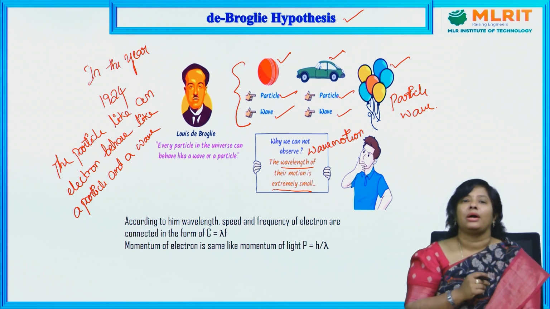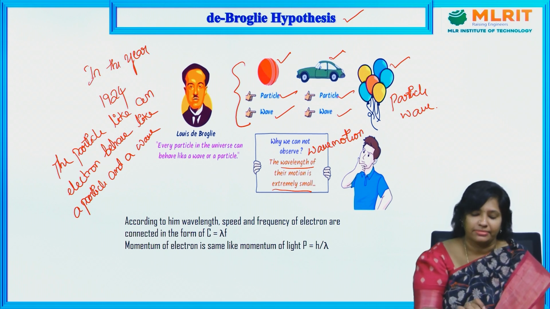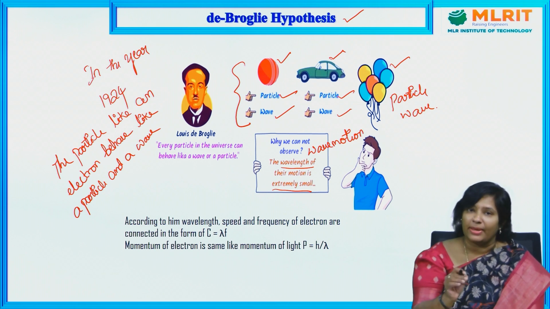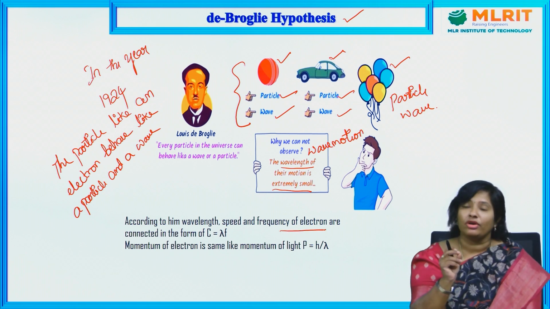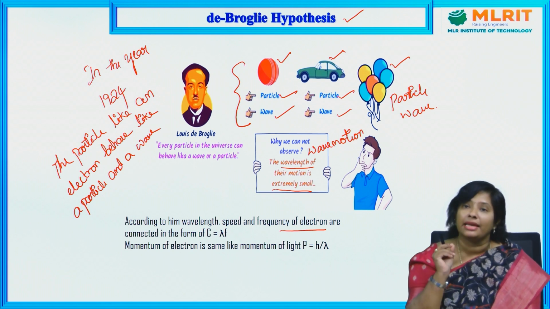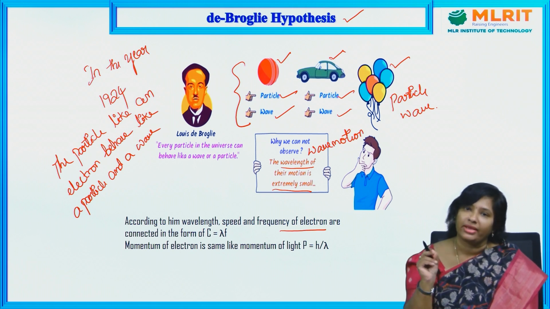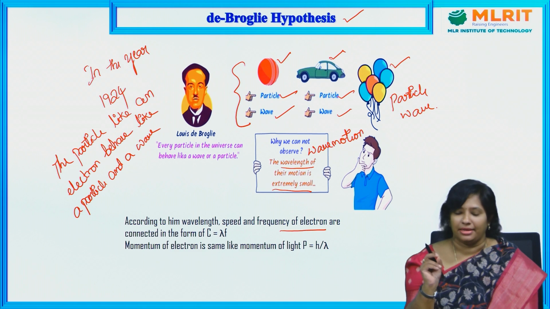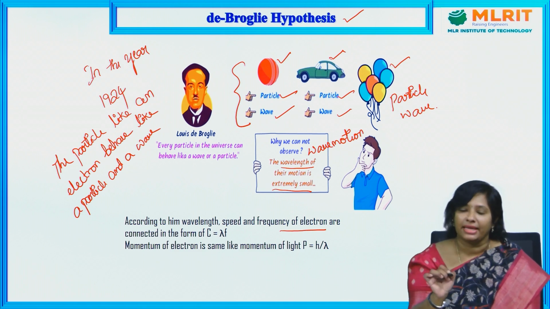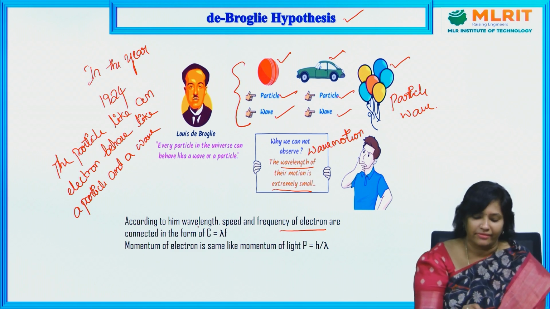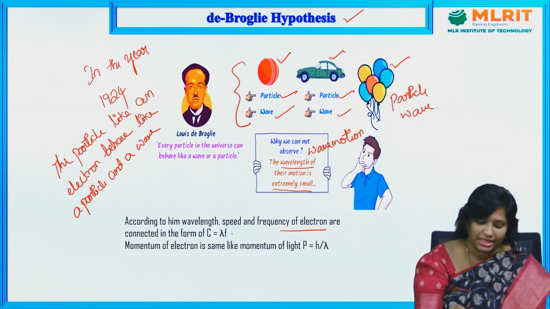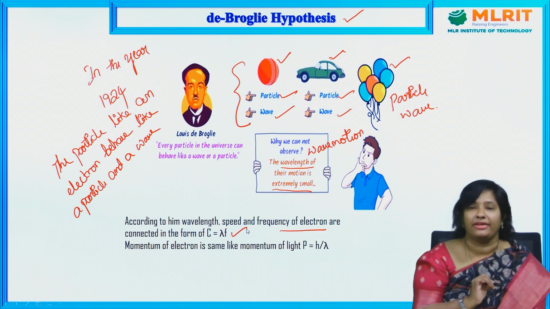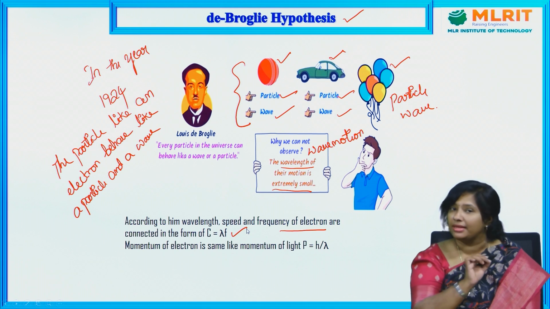Okay. Now, according to him, the wavelength, speed and frequency of an electron. What is the statement? He said that the electron behaves like both a wave as well as a particle. Now, when it behaves like a wave, then the wavelength, speed and frequency are connected with the equation c is equal to lambda f, which is the equation set by Einstein.